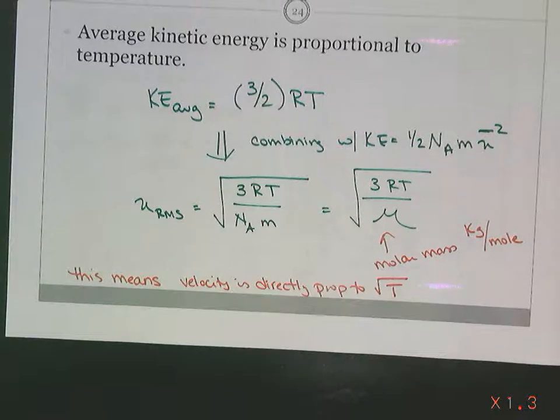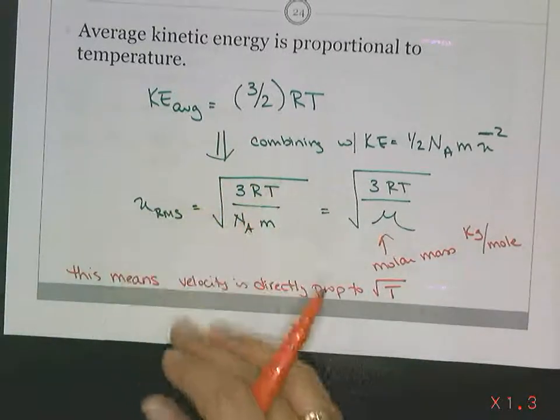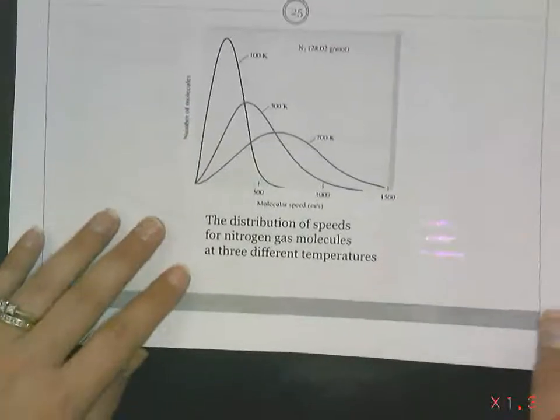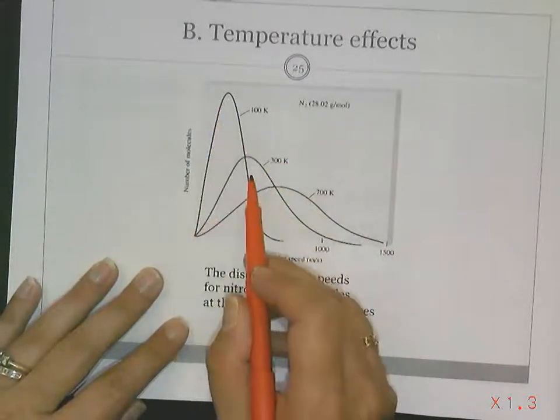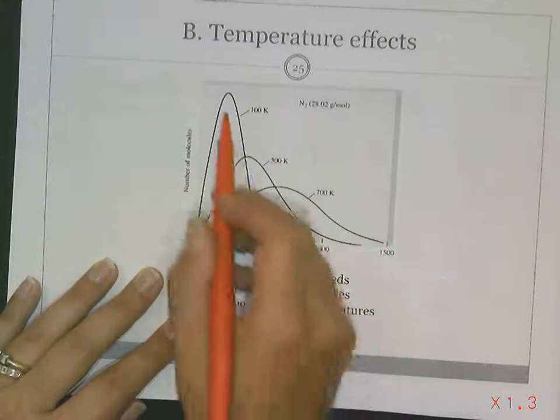So how about we do one example that shows this. Oh, sorry. Snazzy graph. Look, I got nitrogen at cold, less cold, pretty hot, moving faster. Ta-da! Okay.